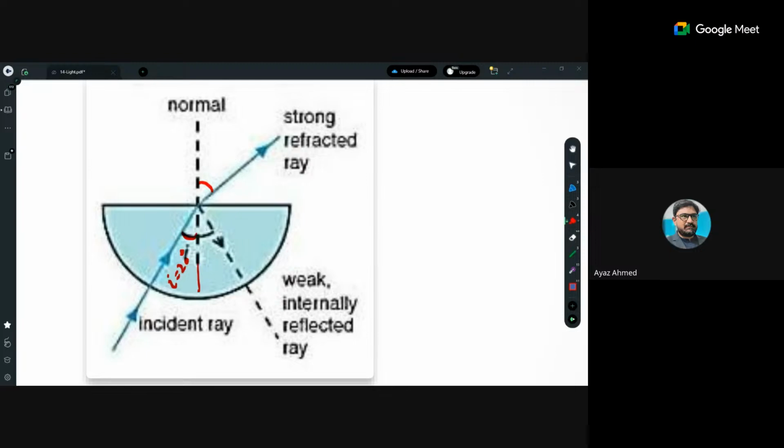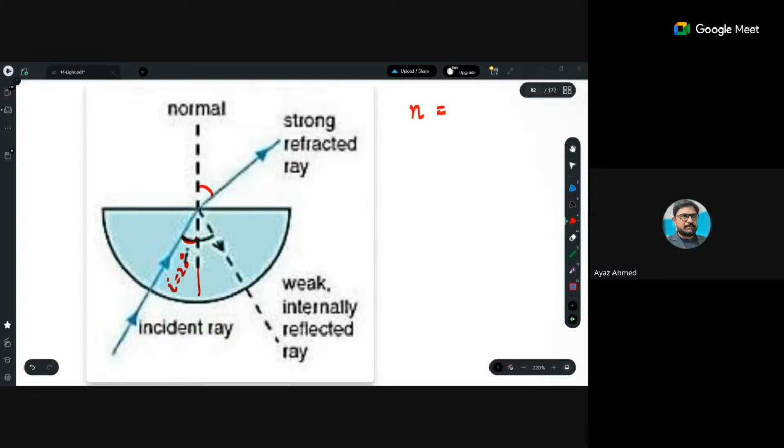Okay, don't take more time, my next class is going on. Where is the light entering from, and where is it going? Is the light entering from denser to less denser or less denser to more denser? More denser to less denser. So which formula will be used for refractive index? Sin I by sin R. No, sin R by sin I. Yes, sin R by sin I.